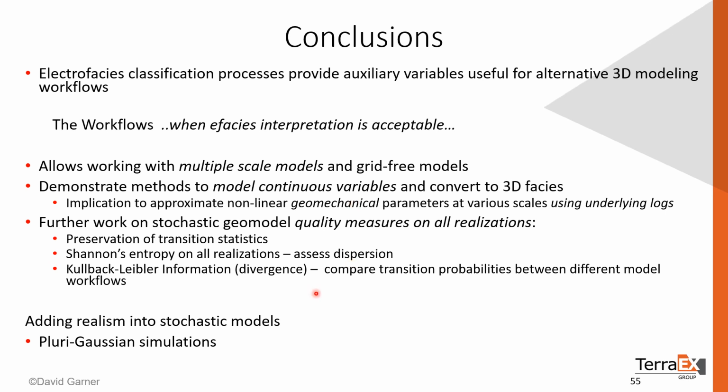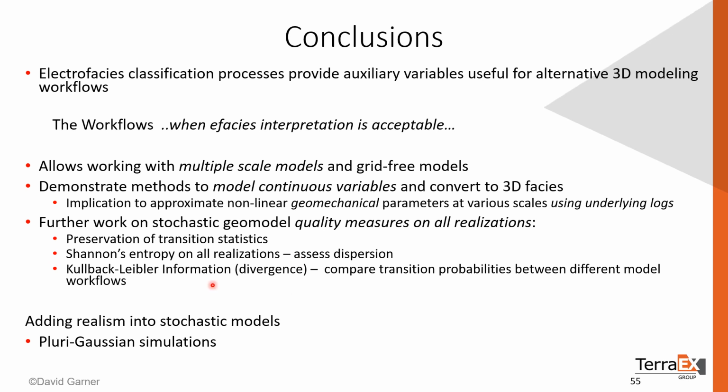So finally, there's further work on quality measures using all realizations. That's something I've concluded from the study. And we want to be looking in our geomodeling software for preservation of transition statistics. MPS and pluri-Gaussian help with that. The other methods don't do as good a job. Shannon's entropy is good for assessing dispersion of models.